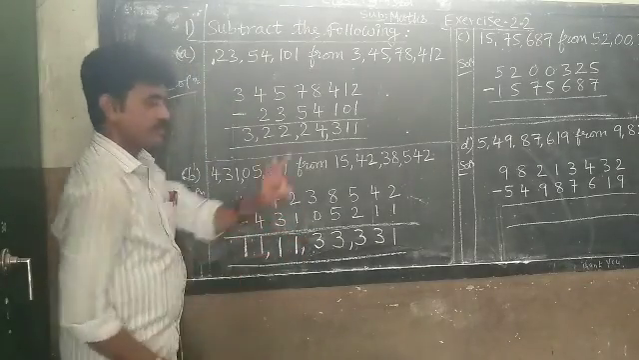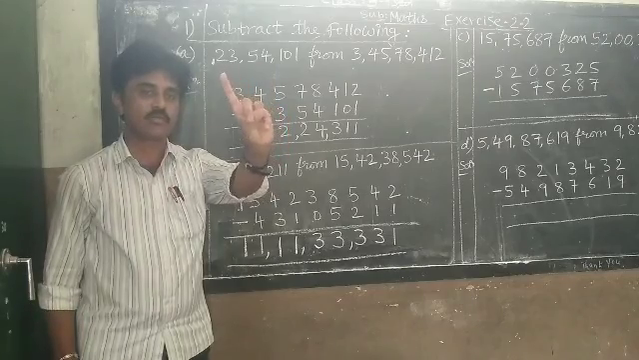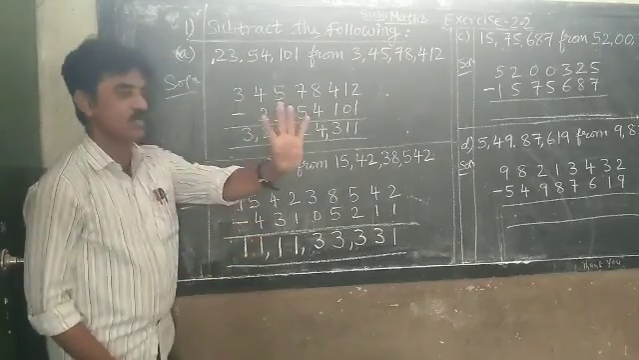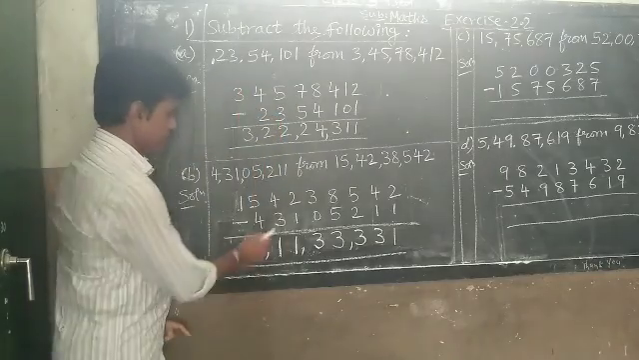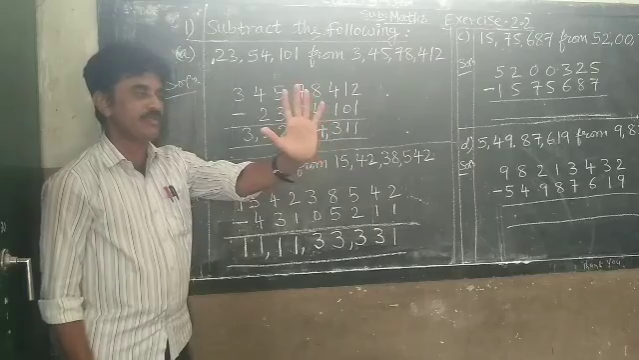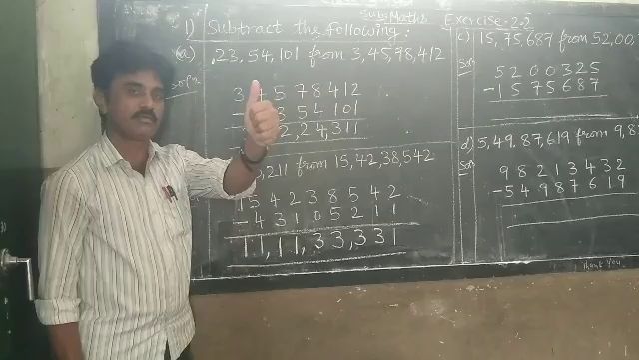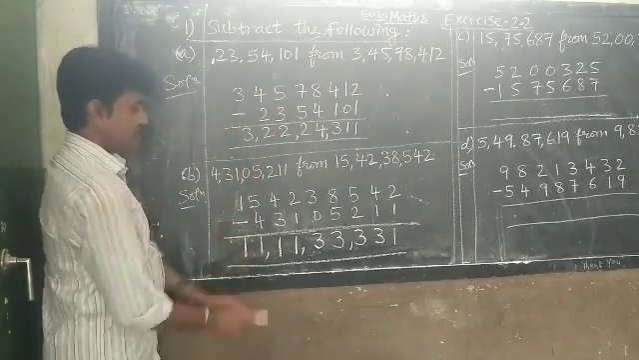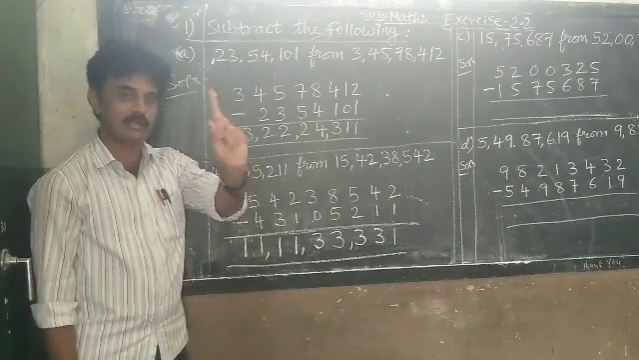Next, 2 minus 1. 2 minus 1 means remove 1. So how much? 1. So 2 minus 1, 1. 4 minus 3, out of 4, remove 3. This is 4. 3 removed means 1. So 4 minus 3, 1. 5 minus 4. Out of 5, remove 4, 1. 5 minus 4, 1. 1 minus 0. 1 is there. You are not removing anything. So 1 minus 0, 1 only.